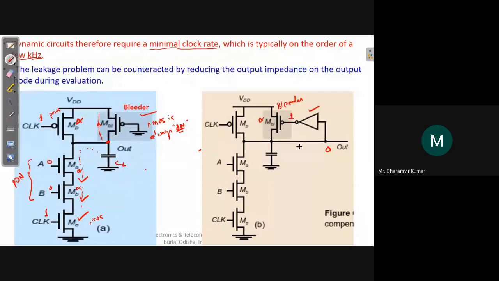Only when the output becomes high here, you will have a 0 here, and that will make this bleeder transistor on. So it will conduct only when the output is high, only when there is charge on the load capacitance, and there is a need to maintain that charge on the load capacitance. It will not conduct when the output is low. So this problem is resolved like this.